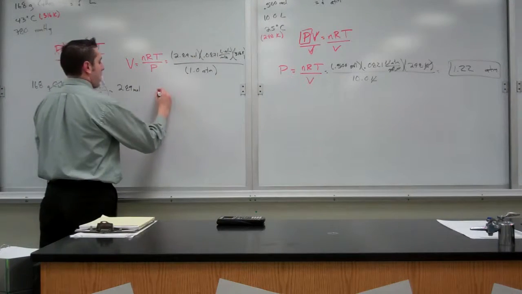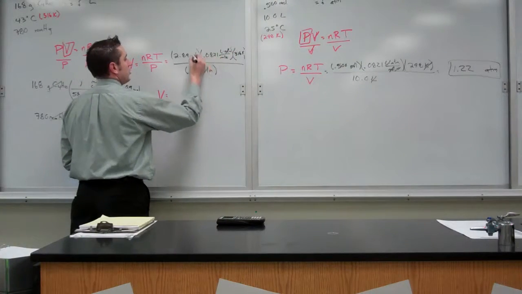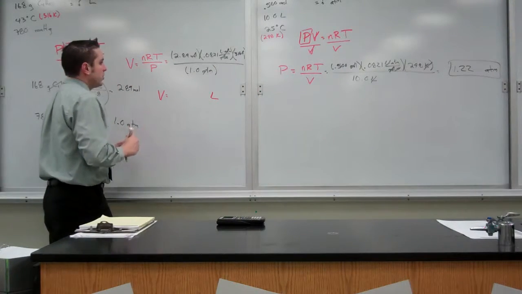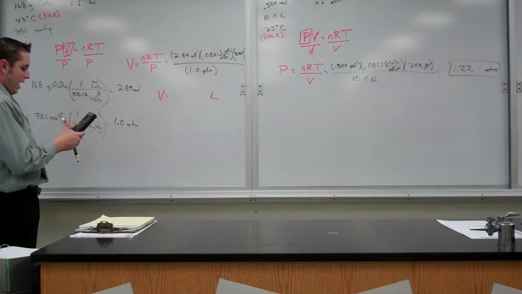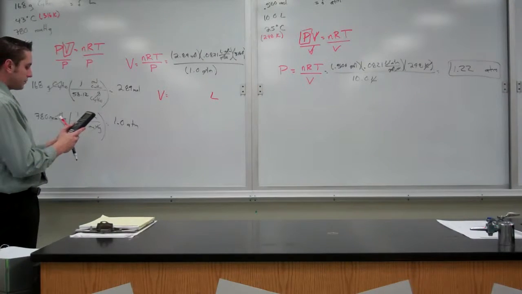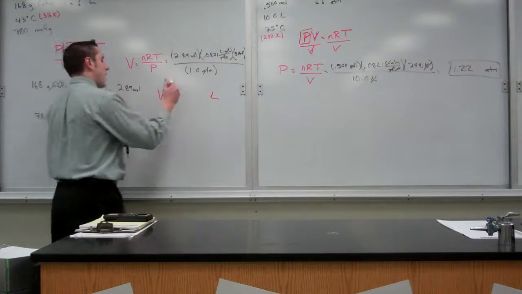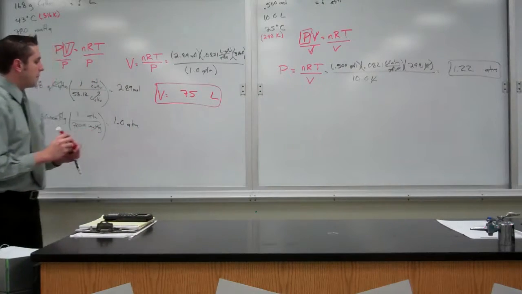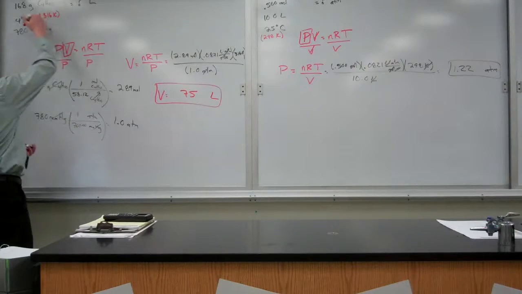Now you just finish out the problem by doing your math. Atmospheres cancels, moles cancel, Kelvin cancels, this time leaving me with liters. Plug these numbers in. 2.89 times 0.0821 times 316 divided by 1.0. I only get 2 sig figs, so I would have to call this 75 liters. And that 75 liters is at our conditions.